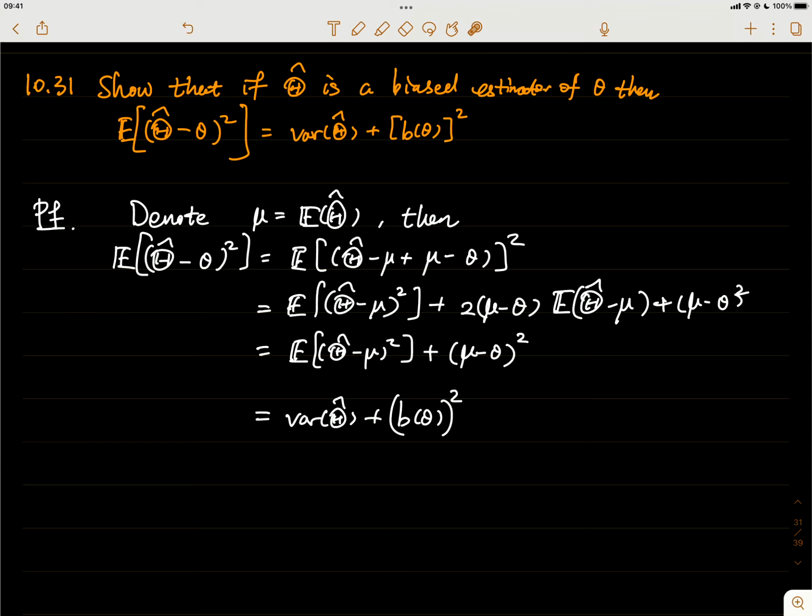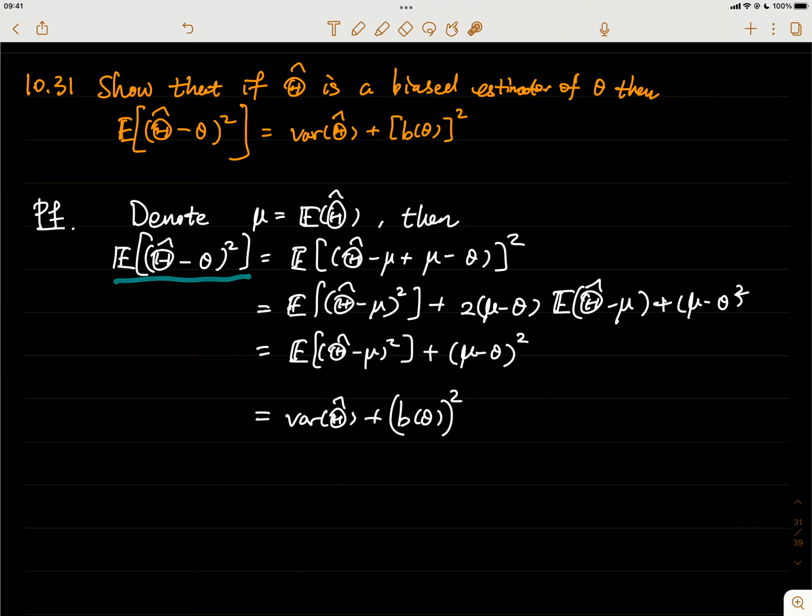So let's denote mu to be the expectation of theta hat. Remember that theta hat is a statistic, a point estimator, so it must be a random variable. The expectation of the random variable becomes some constant, so we can just denote it by this constant mu. So the expectation of the square of these two things is the MSE of theta hat, the mean squared error of theta hat.